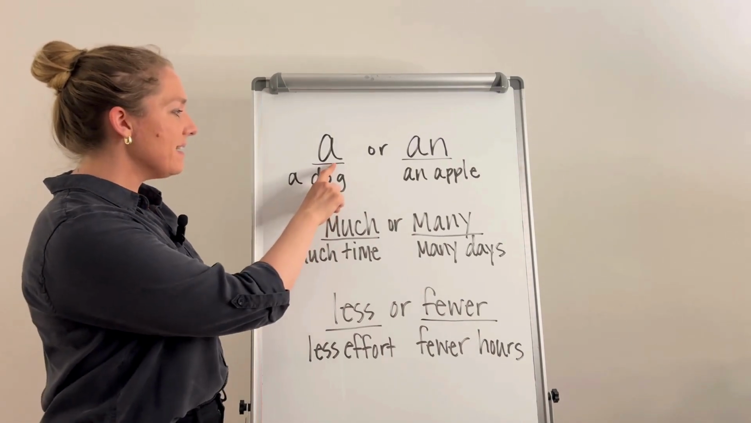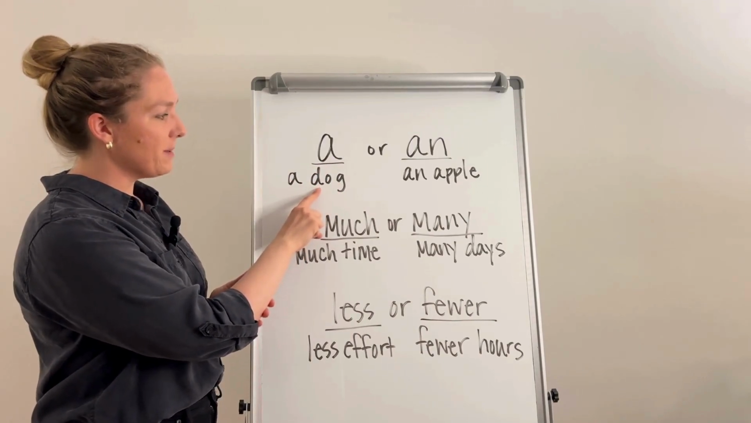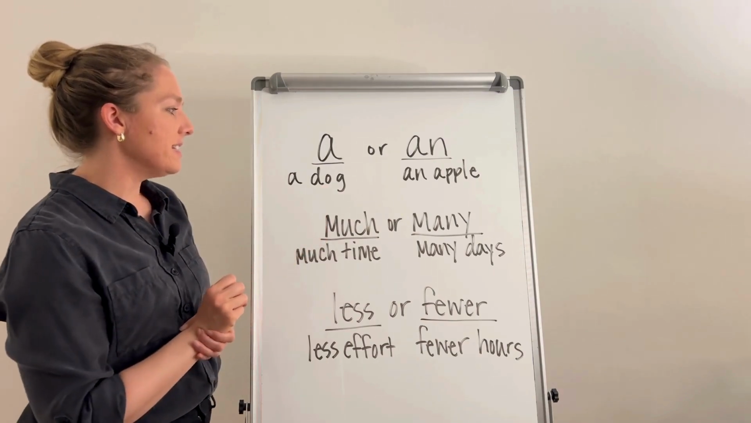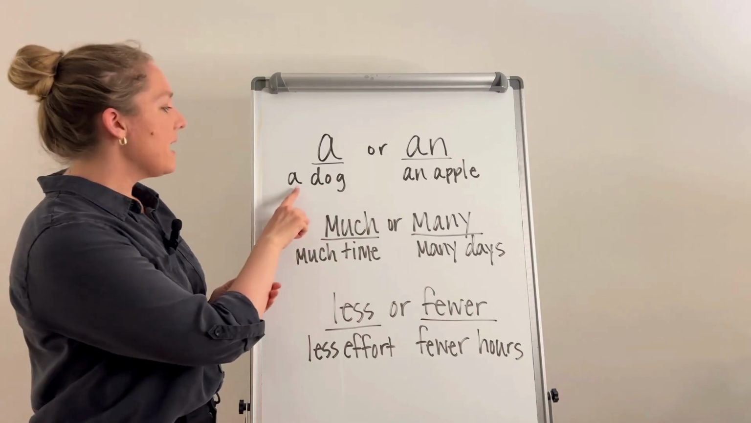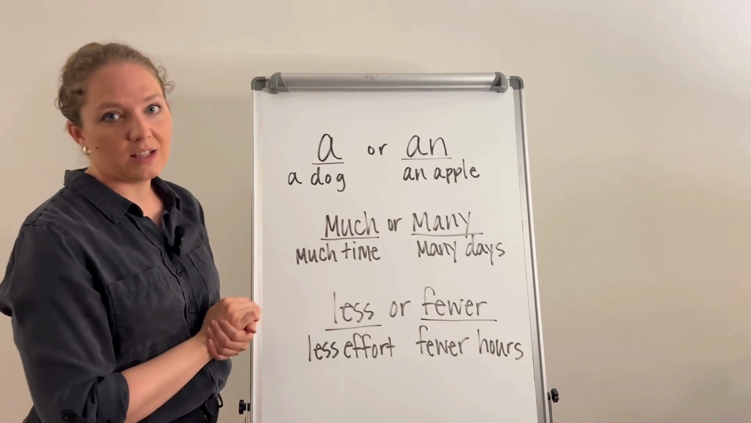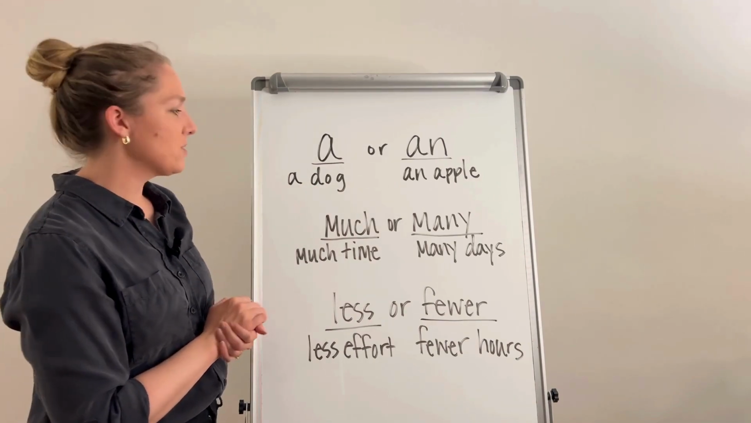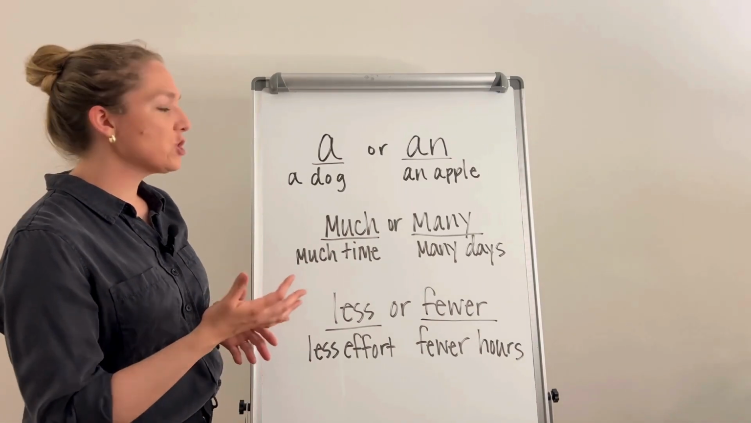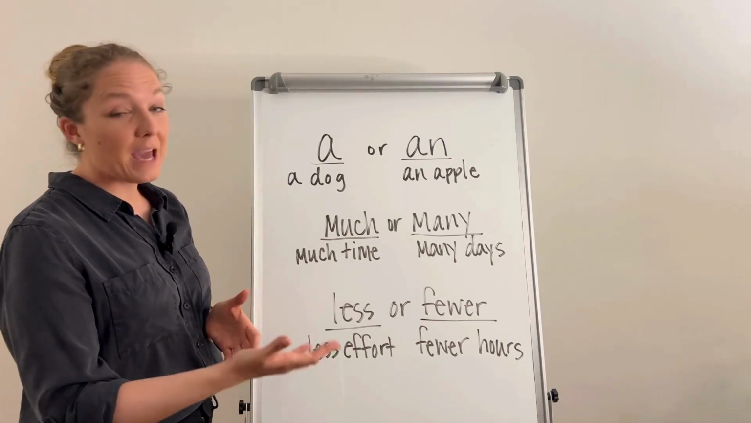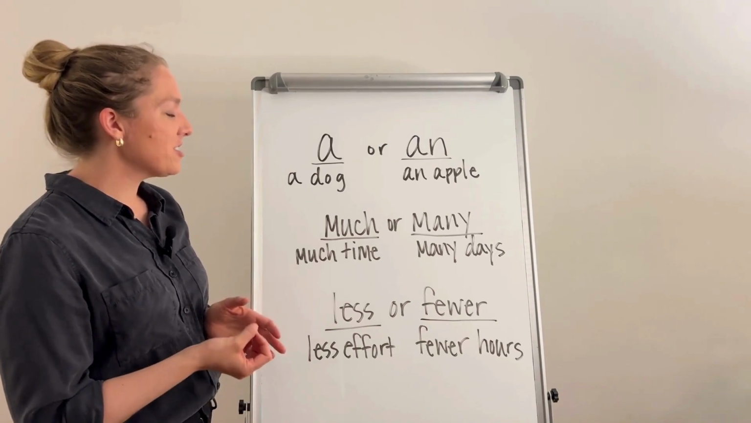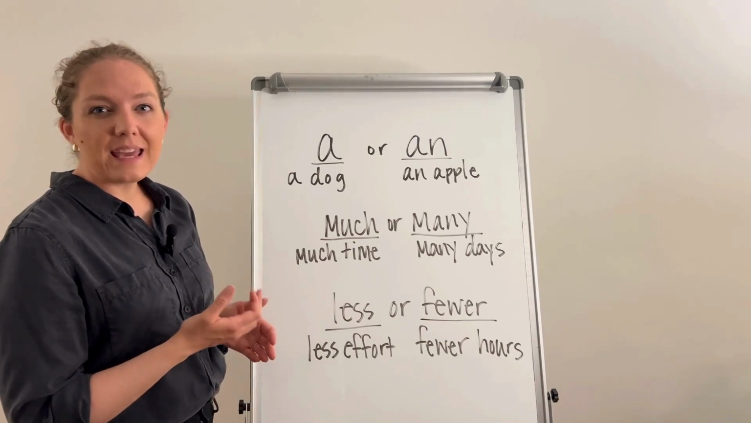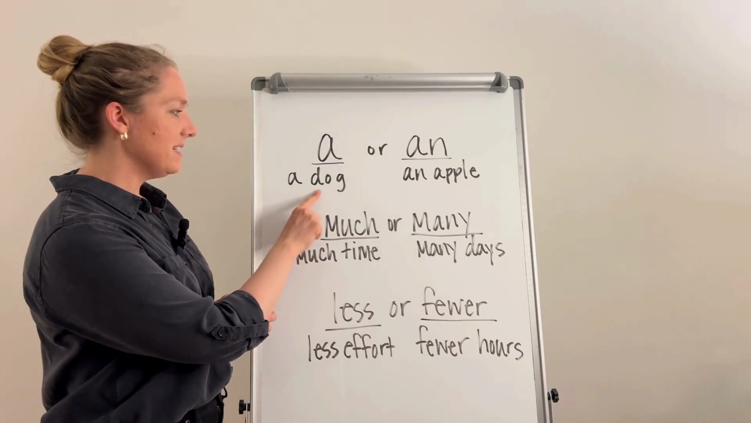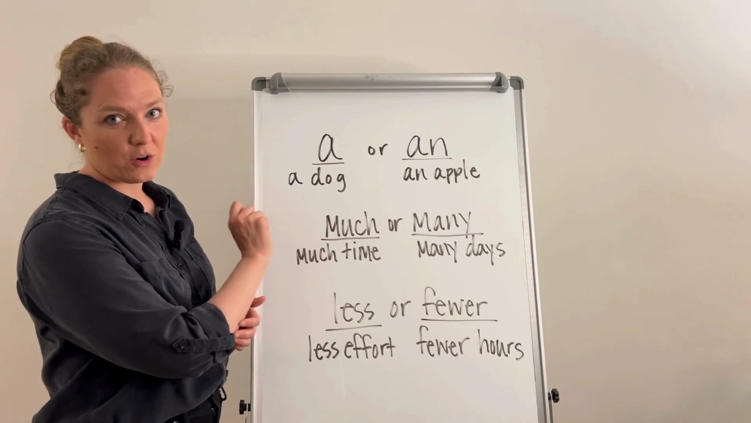And so a is used when a noun starts with a consonant sound. So for example, a dog. D is a consonant sound, and so it starts with A. Some other examples would be a car or a tree or a hamburger, starting with the letter H. H is a consonant. And so if a noun starts with a consonant, then it has that A word at the beginning. It uses the A article.